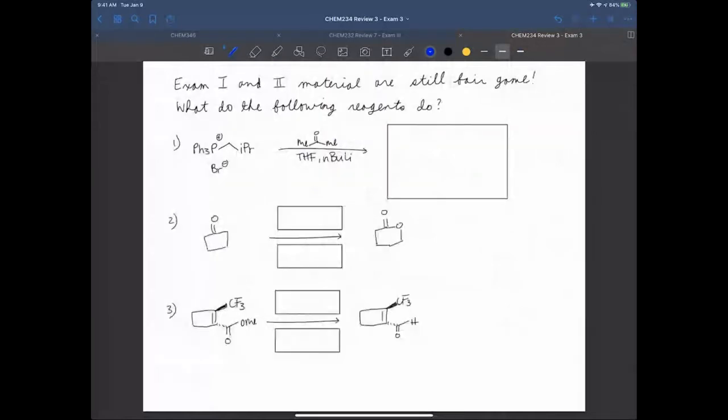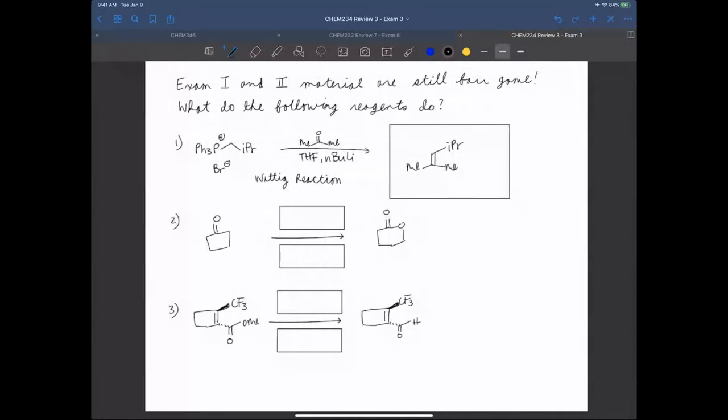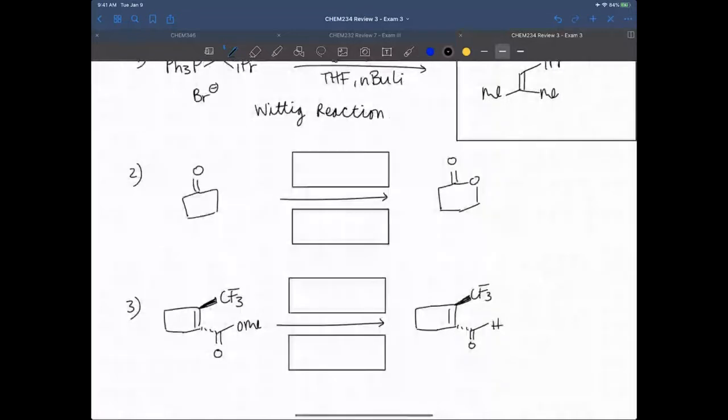Okay, I just want to remind you that exam 1 and 2 material are still fair game, so please remember at least what's happening. This is a Wittig reaction, right? So what does a Wittig reaction do? It takes a ketone and it converts it into an olefin. So when you have this, you're gonna end up with this here, isopropyl. Okay. Stuff like that. Can you predict the reagents for me for this step, this reaction, number 2?